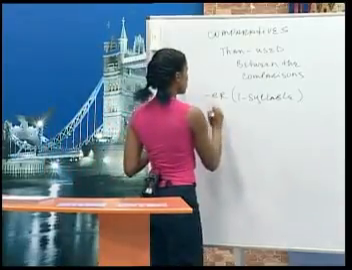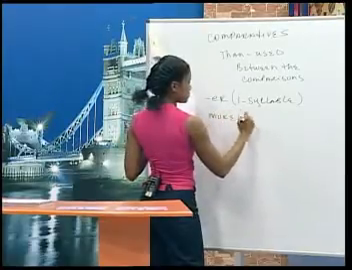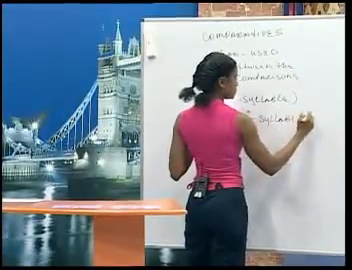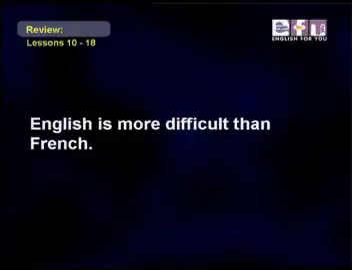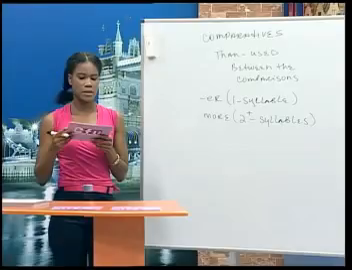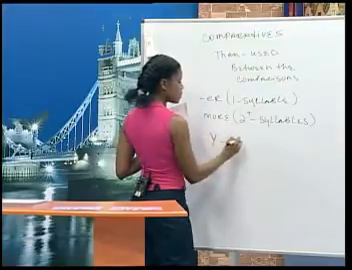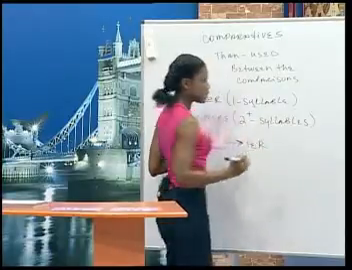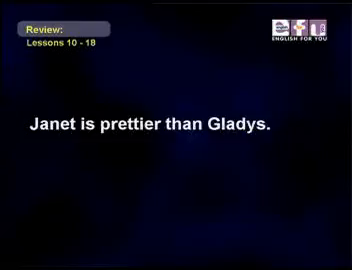But for two or more syllable adjectives, we add the word more. For example, English is more difficult than French. Now remember, for adjectives ending in Y, in the comparative form, the Y is changed to an I before we add ER. So it becomes IER. For example, Janet is prettier than Gladys.